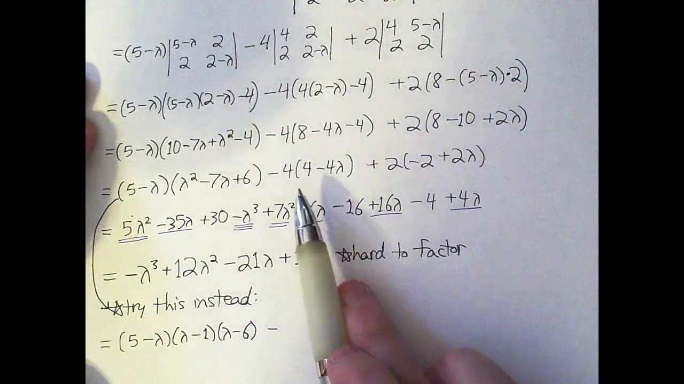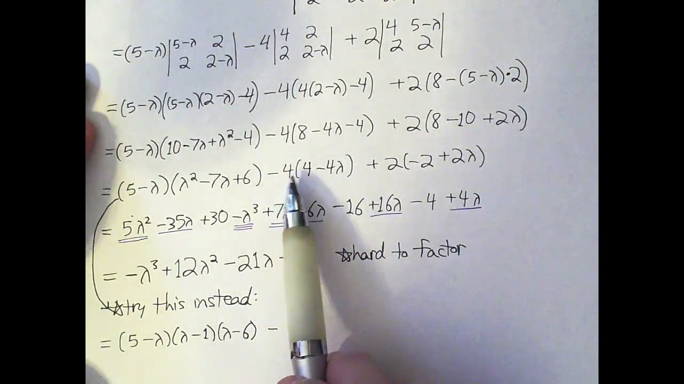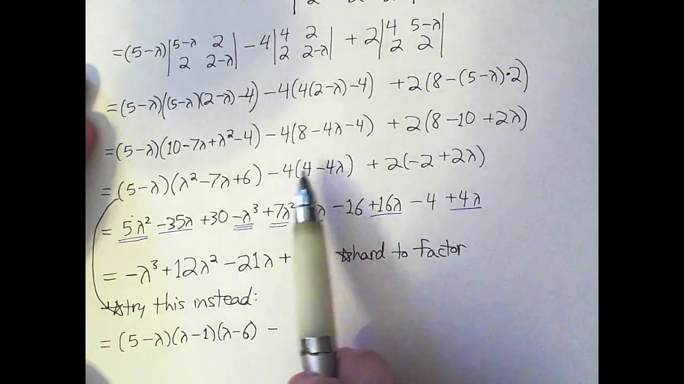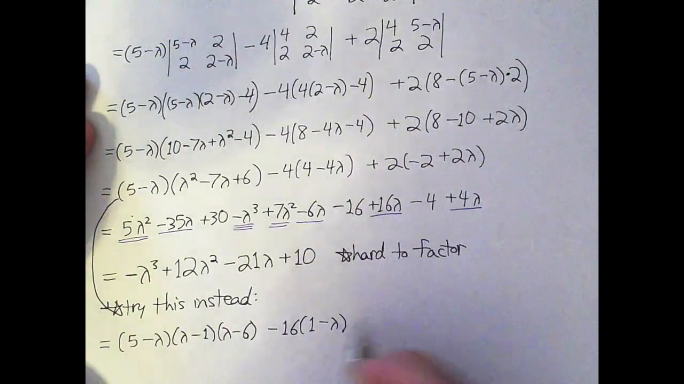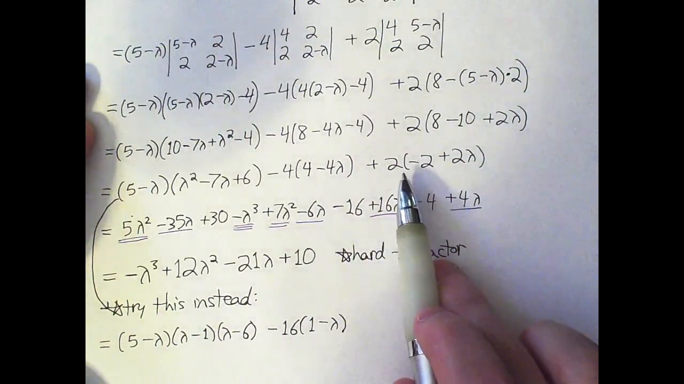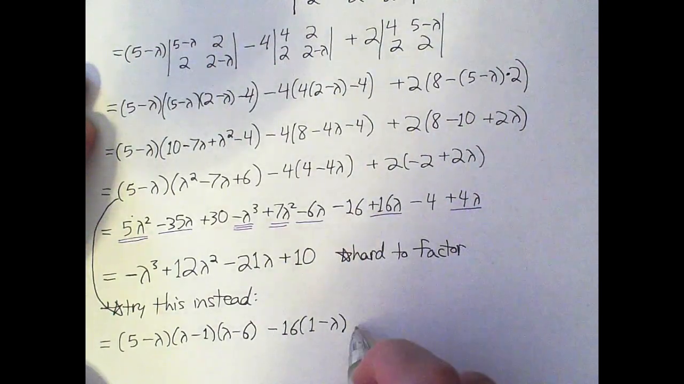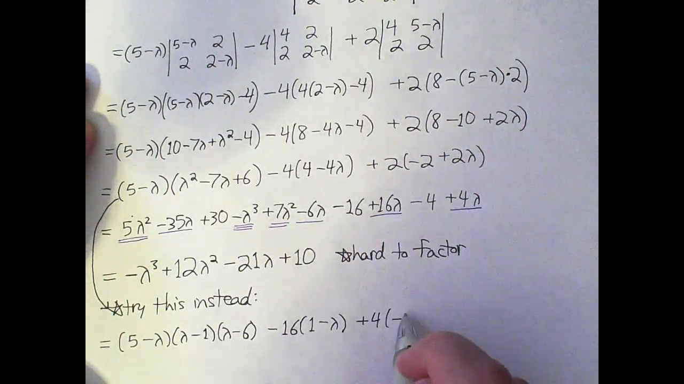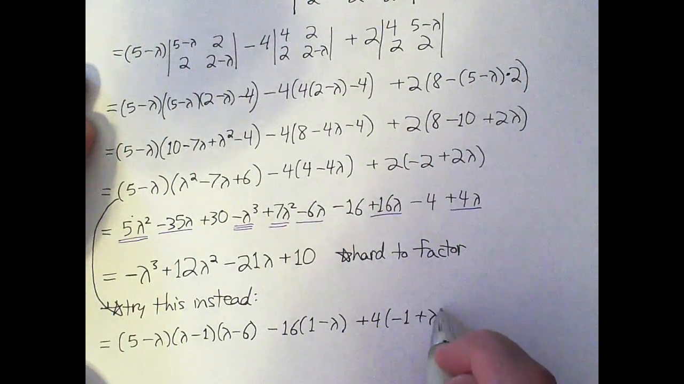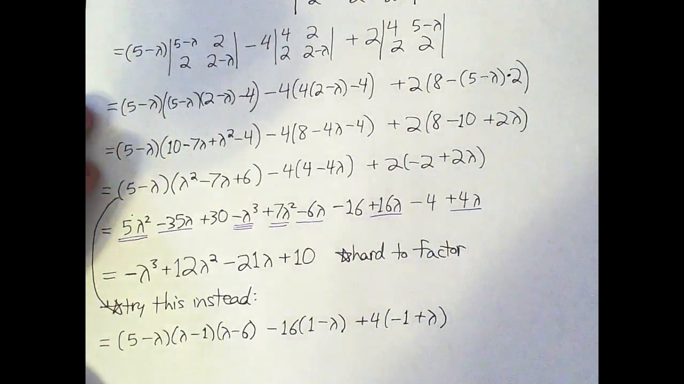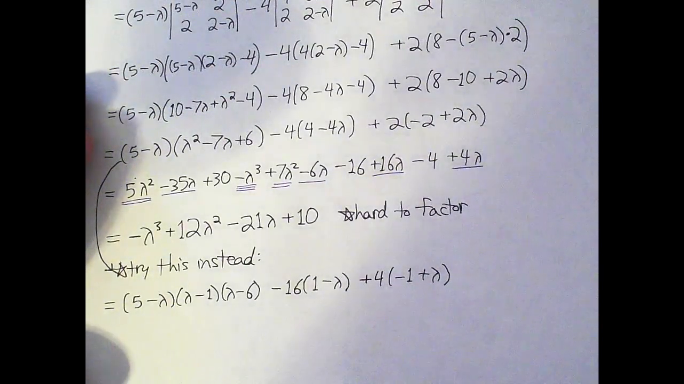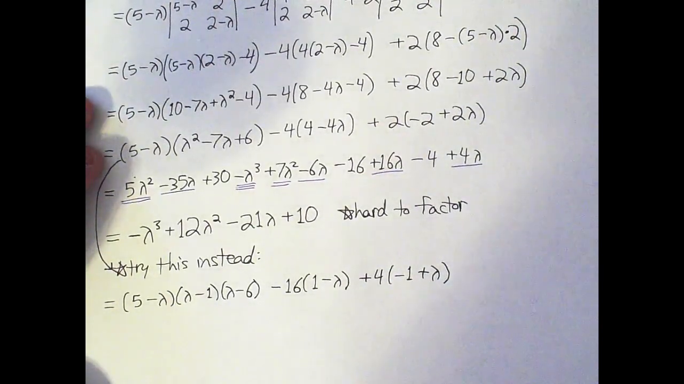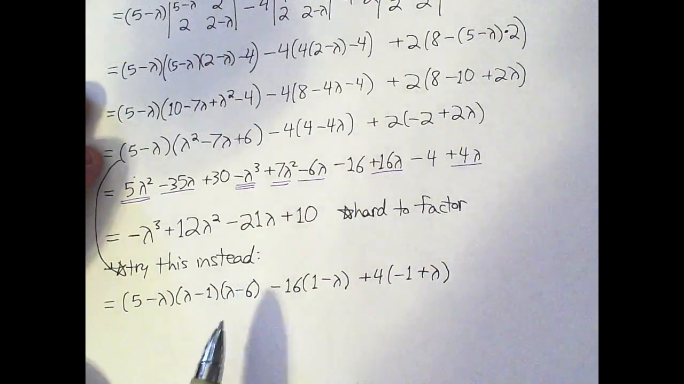And then look at this 4, and then this 4, and this 4. See, the 4, 4, 4 makes me think, let's make this 16, 1 minus lambda. And then what else have we got? We have a 2, 2, 2. So we could make this a plus 4 minus 1 plus lambda. Okay, so that's equivalent to that line that we had. Do you see why I did this?